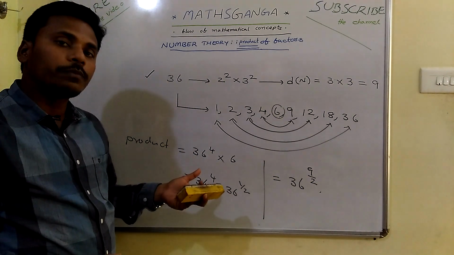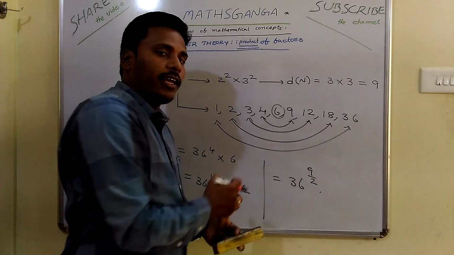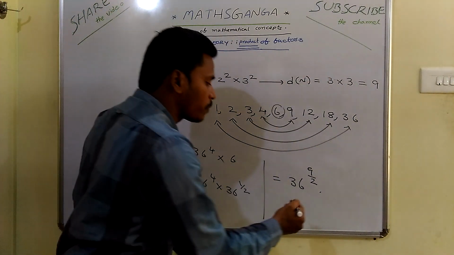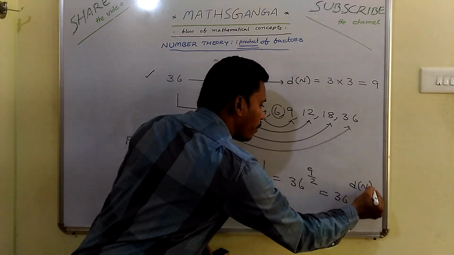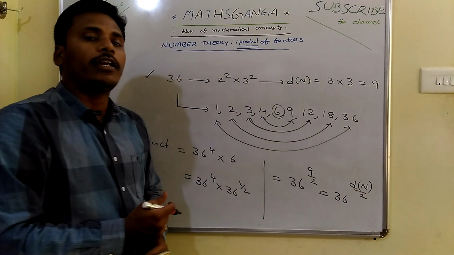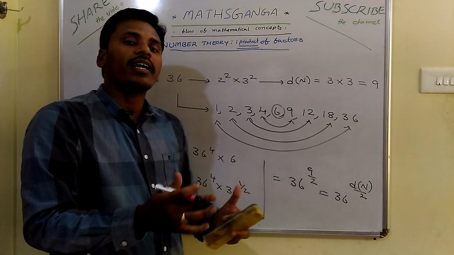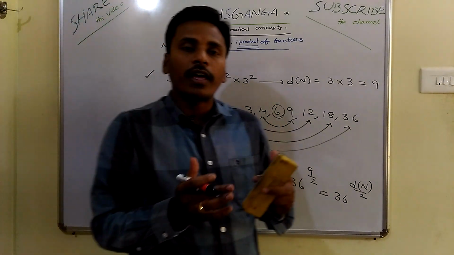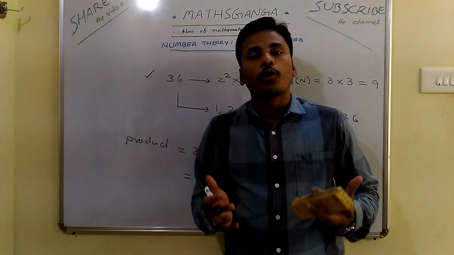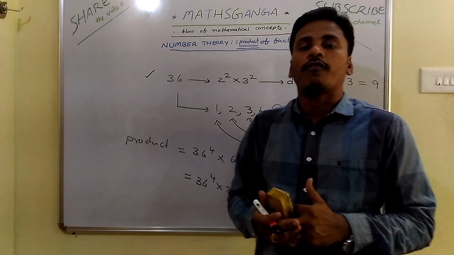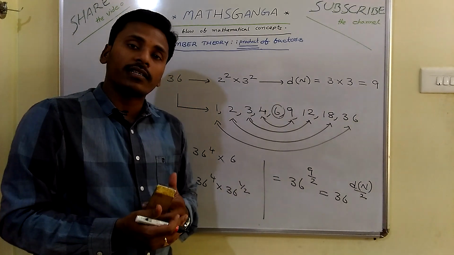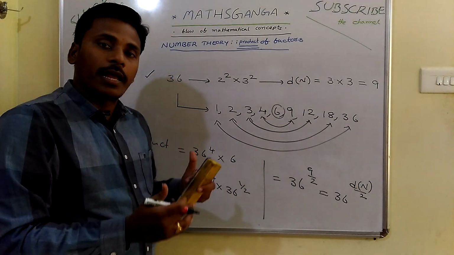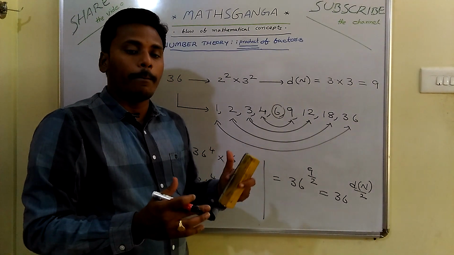Here also, if you observe, the number of factors is 9 and the product of factors is 36 power 9 by 2. So it results to 36 power number of factors of 36 by 2. So in both the cases, if the number of factors is even, then the product of factors is the number power the number of factors by 2. If the number of factors is odd for a number, then in that case also the product of factors is the number power number of factors by 2.